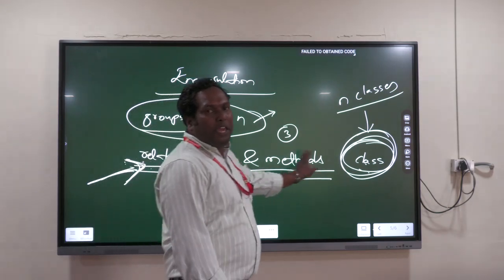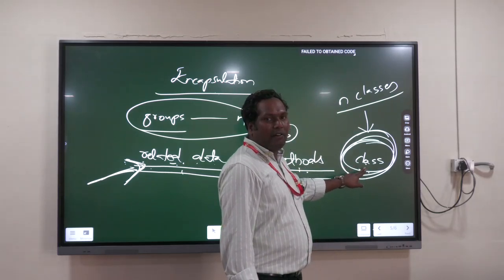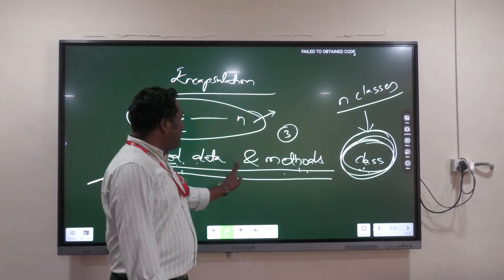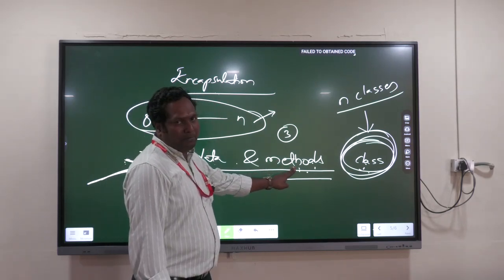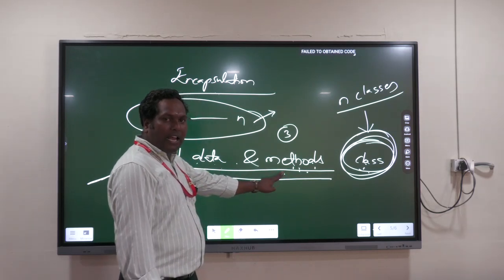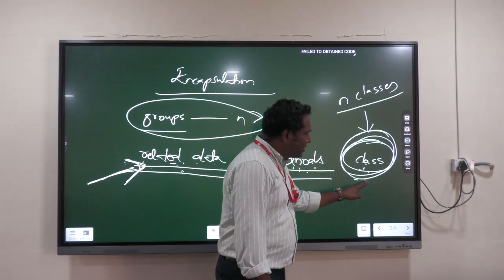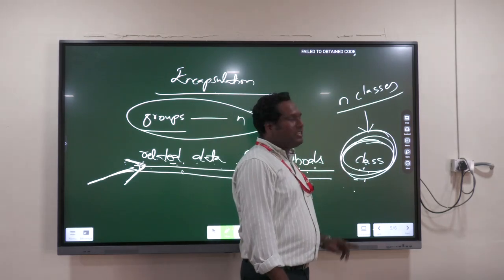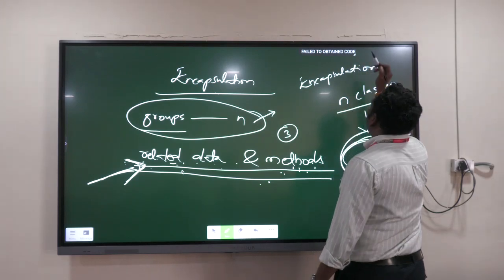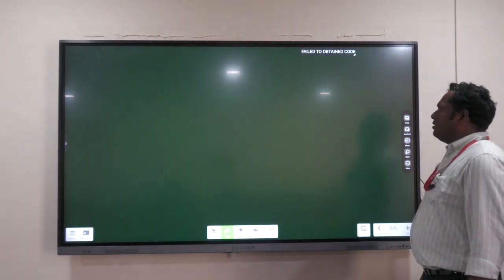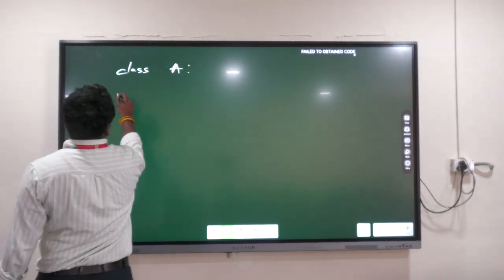So grouping related members is called as what? Binding. Binding will be implemented with the help of the class kind of concept. Grouping of related data and methods will be called as binding. Binding will be implemented with the help of the class concept. So with class, what are we achieving? We are achieving encapsulation.